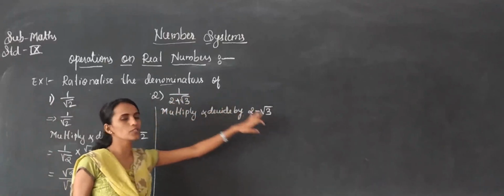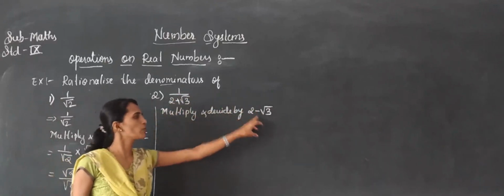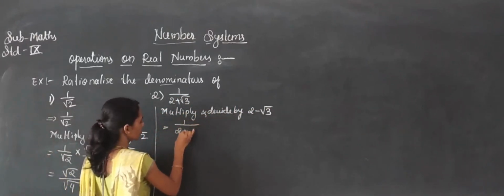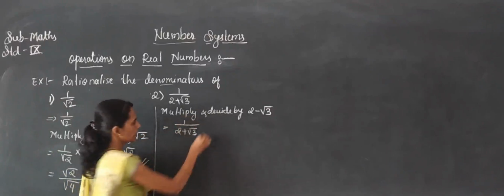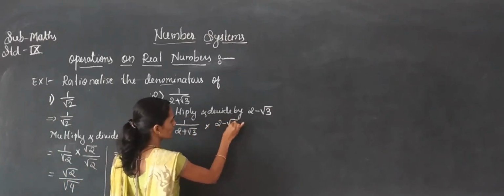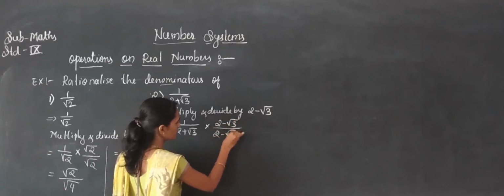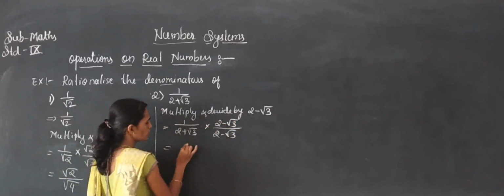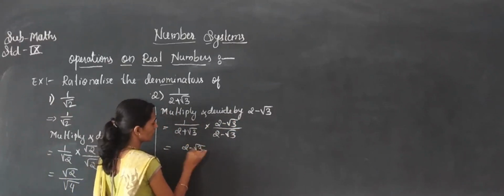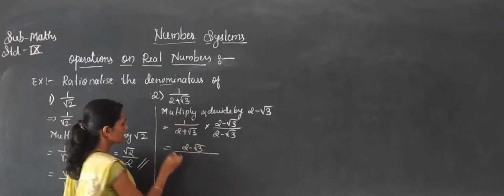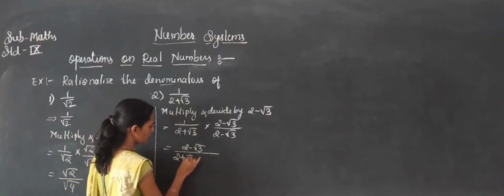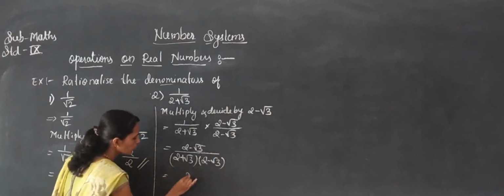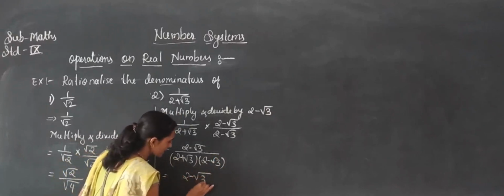Instead, here minus is there, which means you have to take a plus. Same numbers only, but you have to change the sign there. So then take here 1 by 2 plus root 3, multiplying and dividing by 2 minus root 3. So then 1 into 2 minus root 3 will become as it is. Then it will become 2 plus root 3 into 2 minus root 3, and 2 minus root 3 as it is in the numerator.